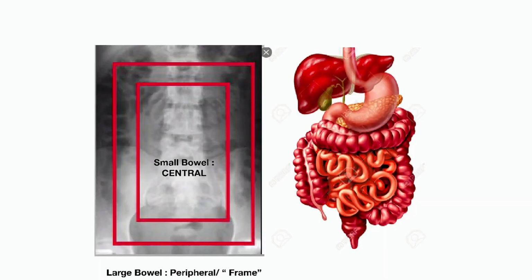The transverse colon is mostly located in the upper peripheral portion but can be lowered in position within the abdomen, depending on how long and redundant it is. The same is true of the sigmoid colon, which is in the left lower quadrant area of the abdomen.